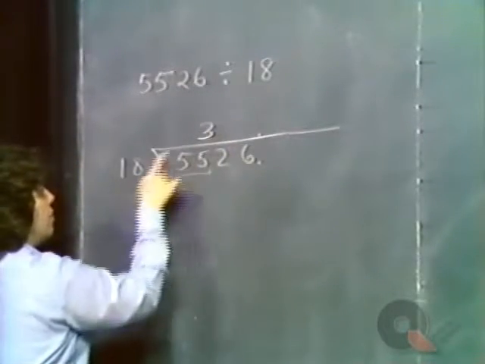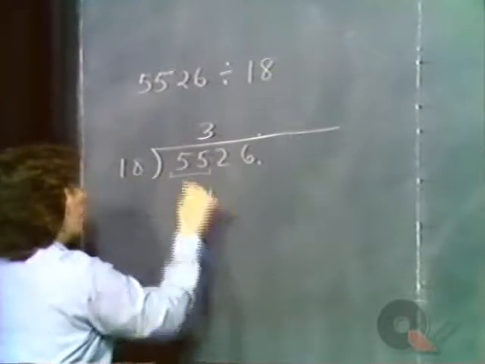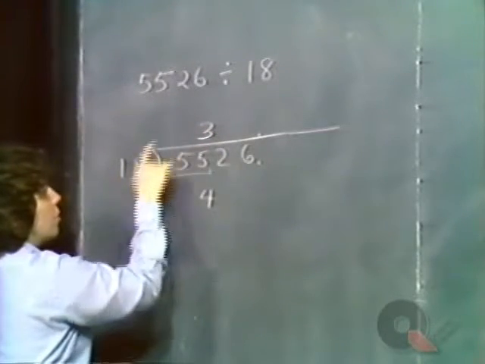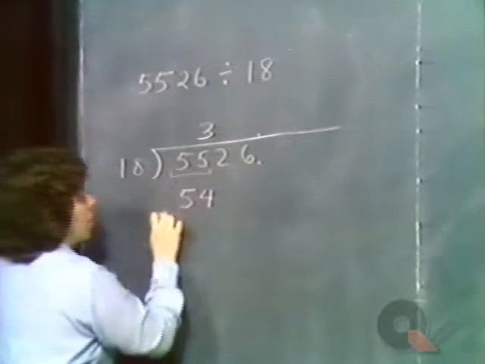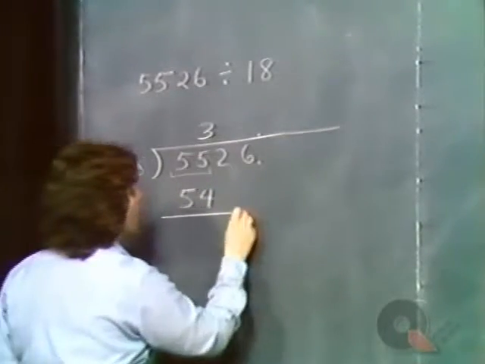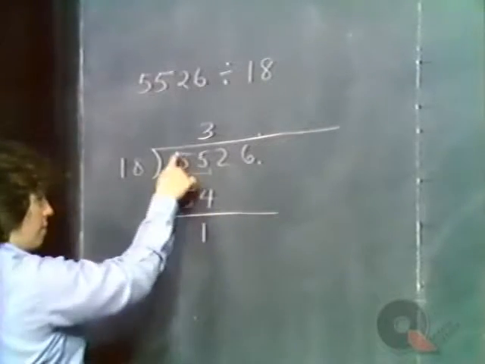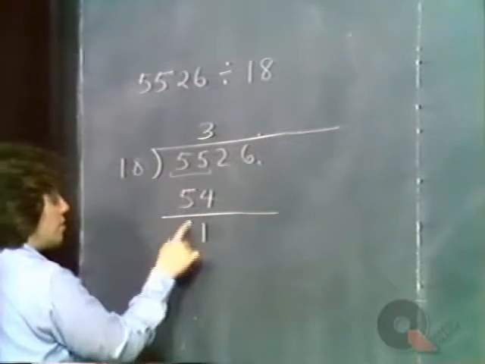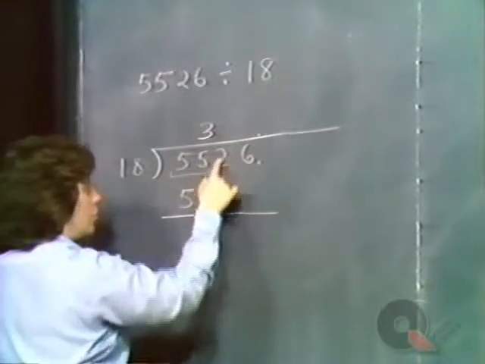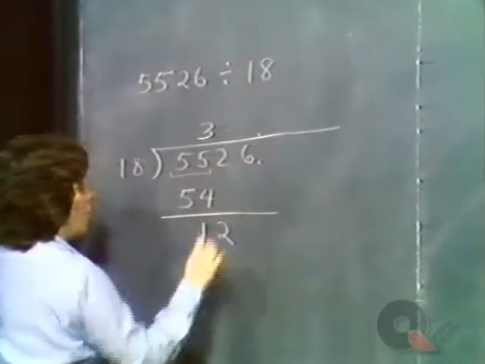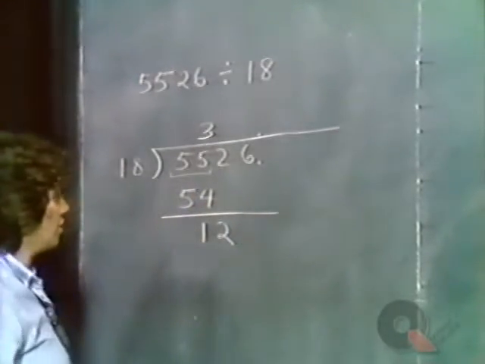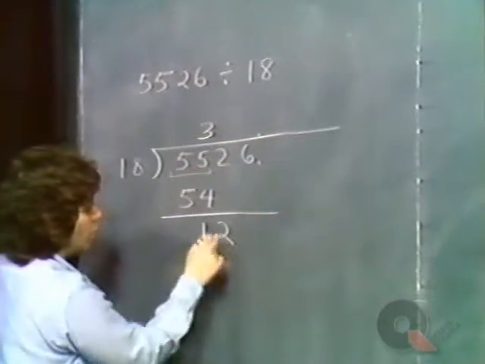So we'll put a 3. 18 times 3, that's 54. In other words, 3 times 8 is 24, put down the 4, carry the 2. 3 times 1, 3 plus 2, 5. We now subtract. 5 take away 4 is 1. 5 take away 5 is 0. This 0 we can leave out. 2 take away 0 is 2. We did the subtraction, we got 1, and we brought down the next digit.